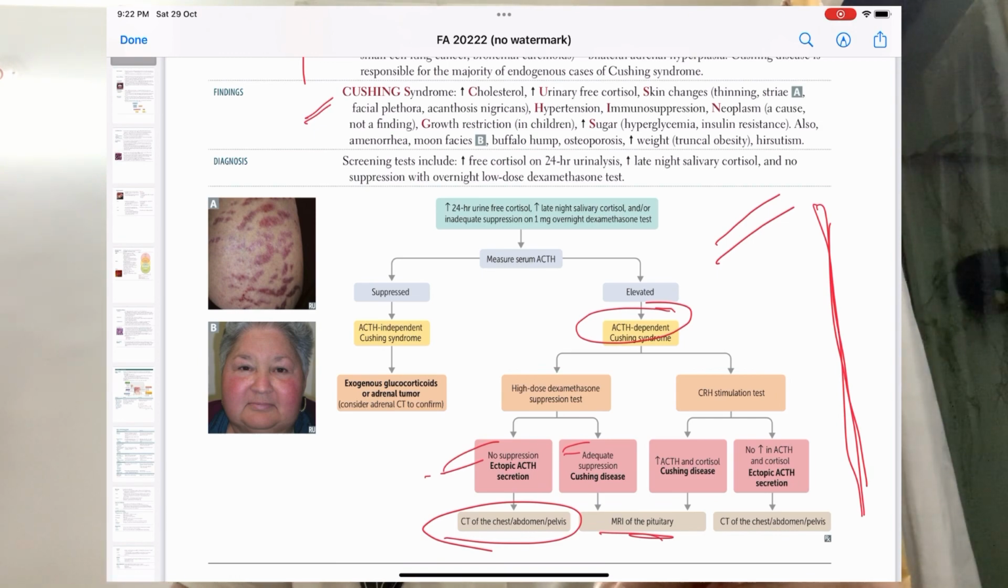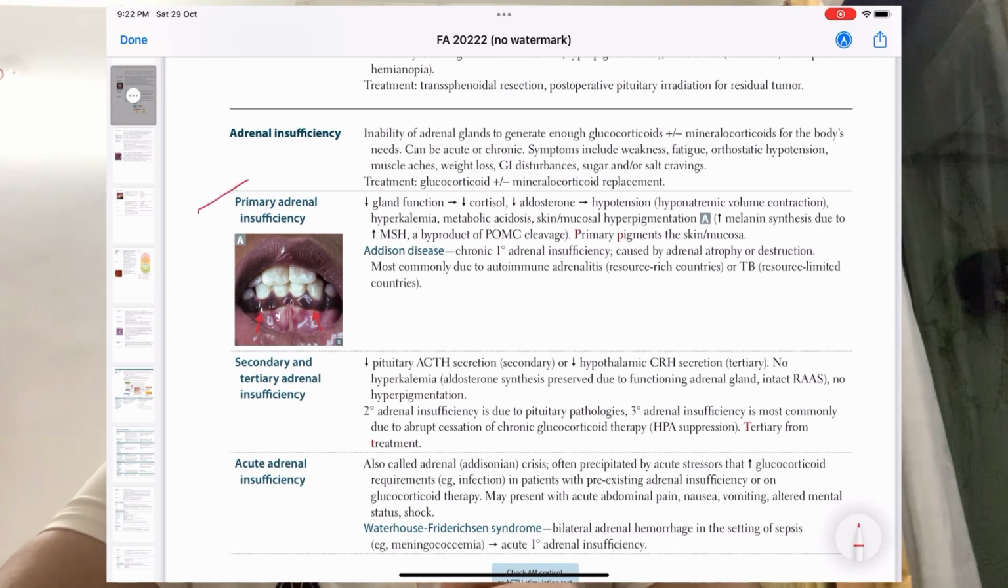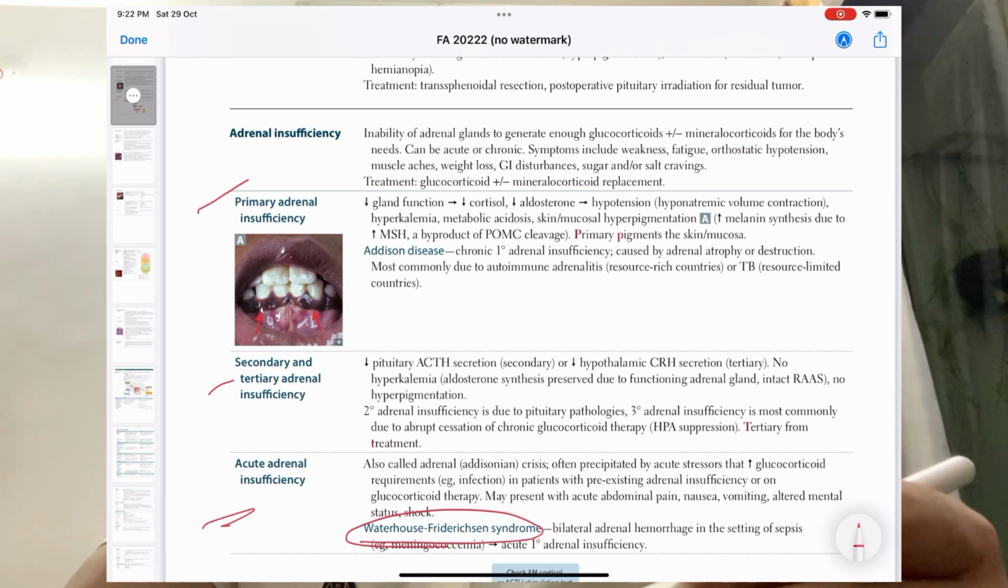Moving ahead to adrenal insufficiency: the primary, secondary, and acute. In acute you will know Waterhouse-Friderichsen syndrome, that is caused by Neisseria meningitidis.